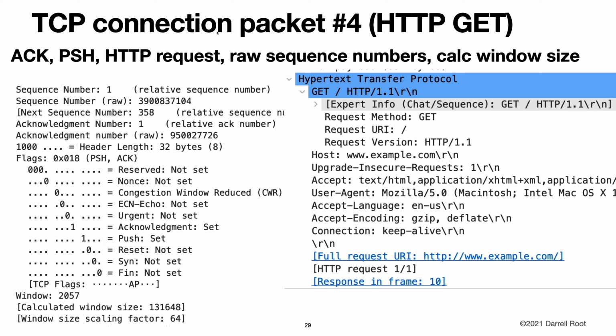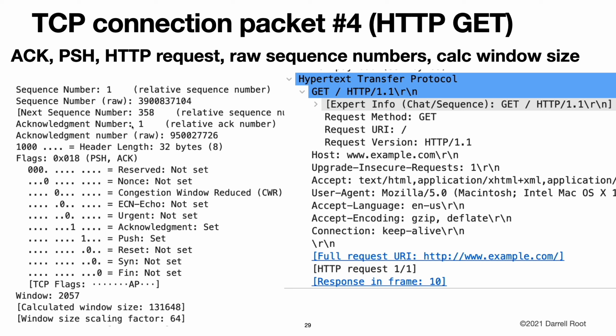Packet number 4 was when my client sent the HTTP GET. Here is, in Wireshark, you can actually expand the application layer for certain applications, including HTTP, and you can see I'm doing a GET on / using HTTP protocol 1.1.